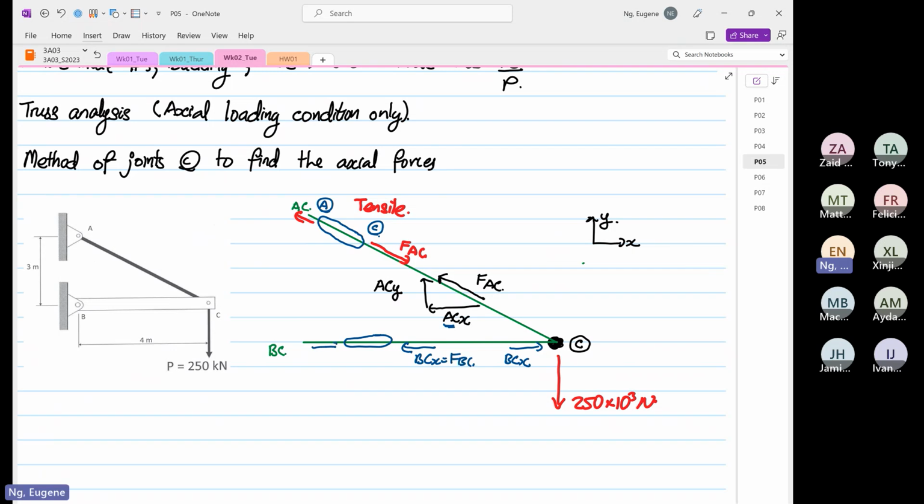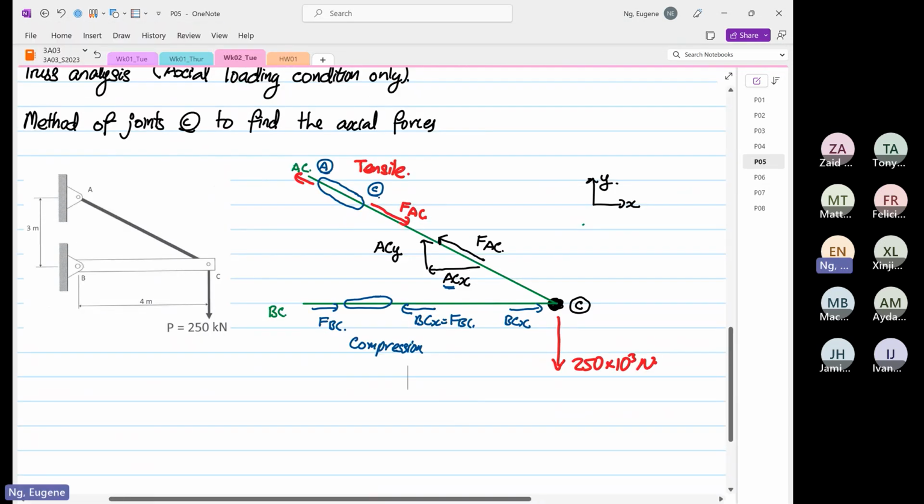And then this will come in. This is also your FBC. So FBC is under what? Compression. Again, this is just using pure physics. Nothing to do based on experience. Okay. So this is what we call method of joints. So from here, we can determine what is our FAC and our FBC.